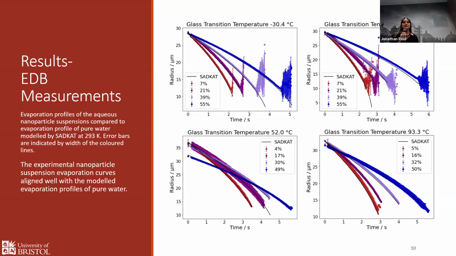evaporation curve of pure water using the SADCAP model that was developed in the group. And you can see that the SADCAP black line follows each of the curves really nicely. So they all overlap really nicely, and you can see from that we can't really see that the nanoparticles have changed the evaporation kinetics of the particles, given that they're acting as if they would if they were pure water. So at these concentrations, we can determine that the evaporation kinetics aren't changed by the nanoparticles, but they are, of course, changed by the relative humidity. So as you increase the relative humidity, you're slowing the evaporation rate.